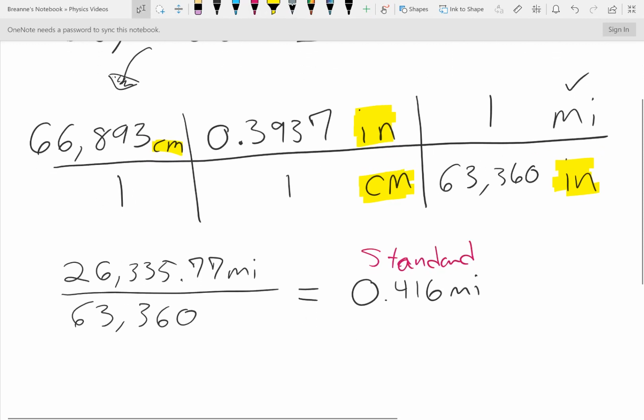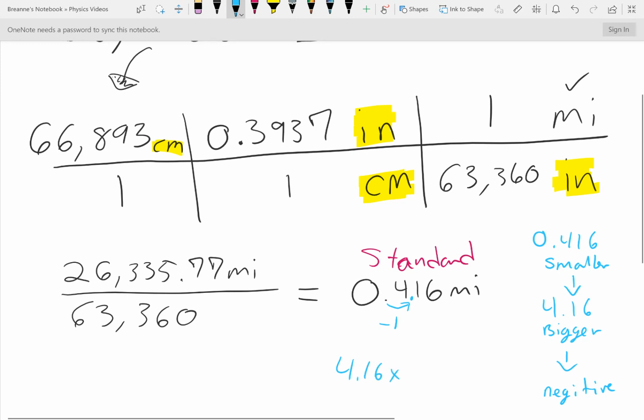But we want it in scientific notation form. To put it in scientific notation, we want 1 number in front of the decimal, so we have to move it over 1. Anytime you're going from a bigger number to a smaller number, for example 0.416 is smaller than 4.16, which is bigger, you're going to end up using a negative. So our answer is 4.16 times 10 to the negative 1 miles.